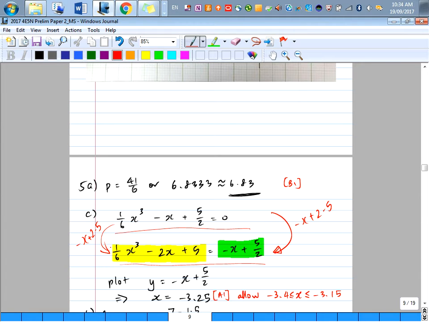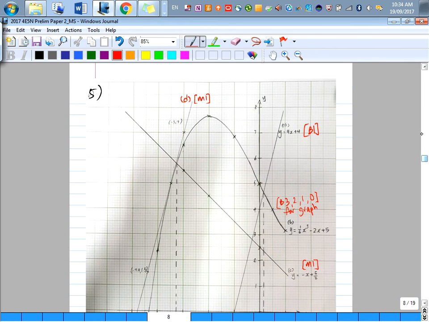And how do I solve the yellow and green equation? Graphically, I need to draw two graphs. What are the two graphs? The yellow one and the green one. The yellow one is already drawn. That is the whole purpose of manipulating the original equation to look like this. Okay? And the other graph we need to draw will be y equals to negative x plus 5 over 2. So we draw that in, and we find the intersection point. Y equals to negative x plus 5 over 2.